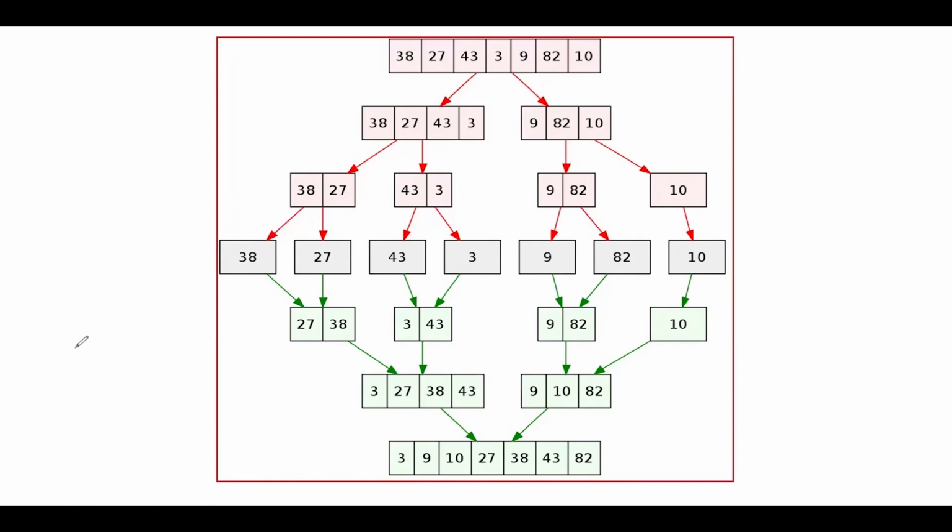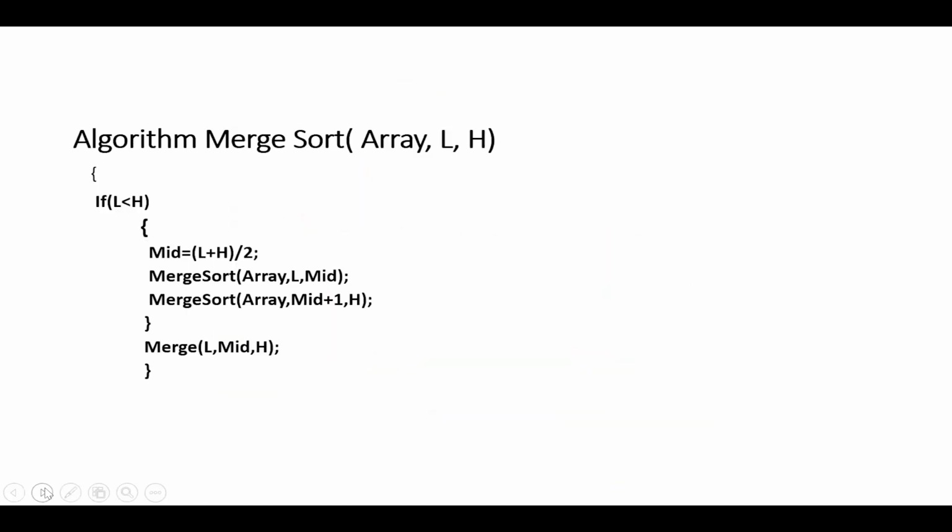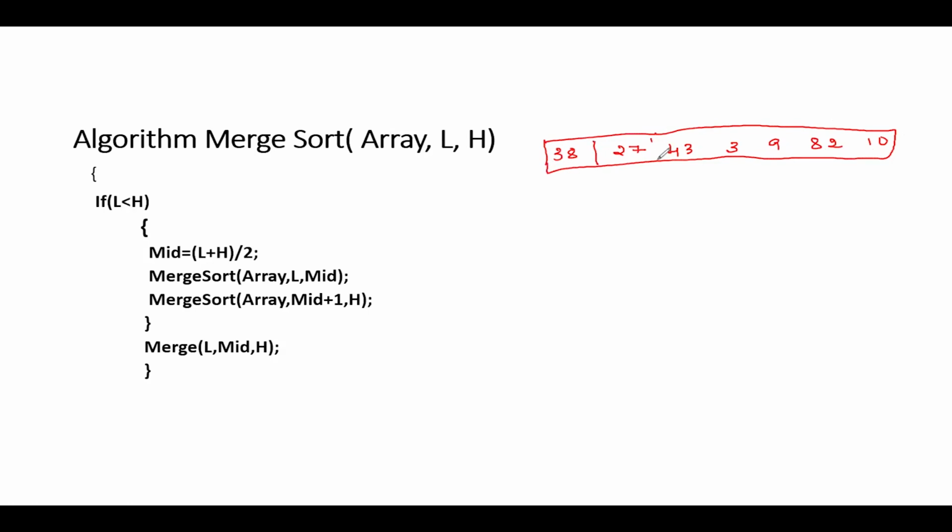Now let us quickly see the algorithm as well, which we had seen. First, let us apply the divide method. So this is the merge sort algorithm. Let me take the example. We had 38, 27, 43, 3, 9, 82 and 10. This is what our original array was. If I had to apply this particular algorithm, which is written over here, let us see how it is going to work. This is the divide method I'm talking about.